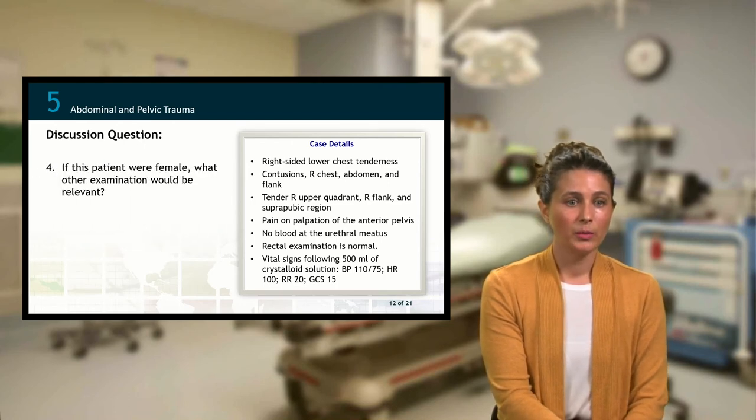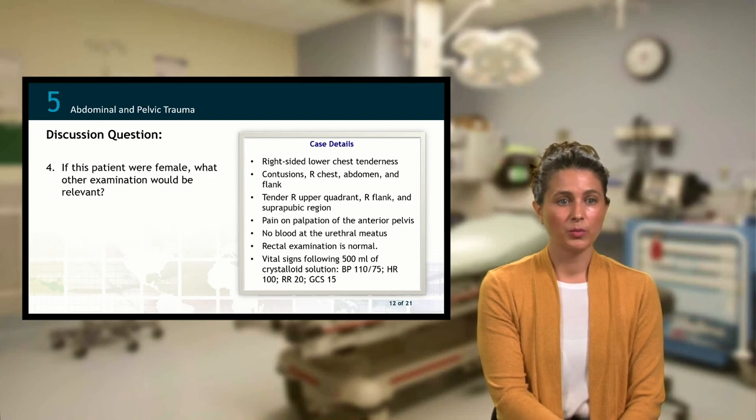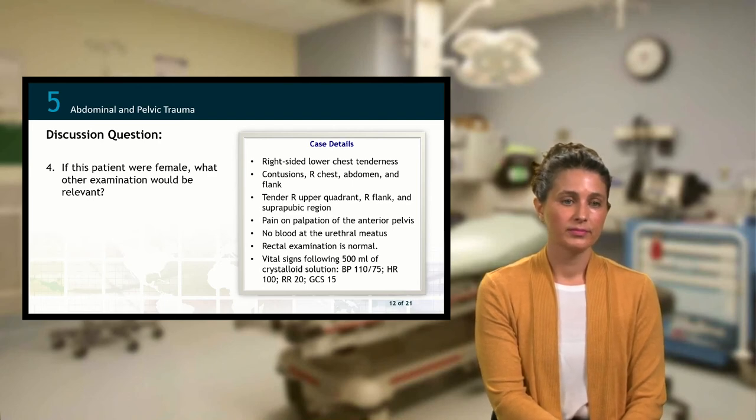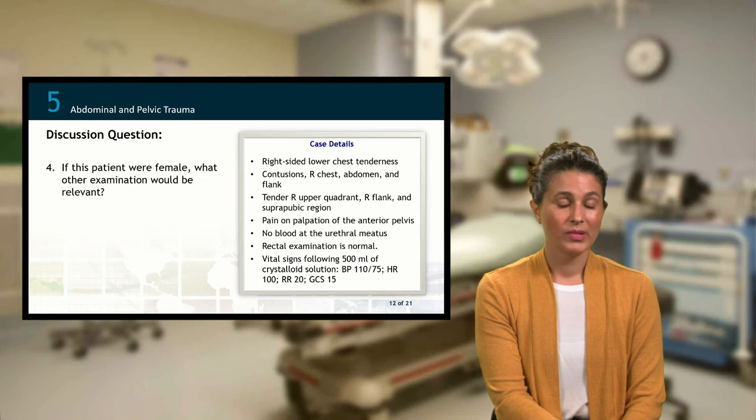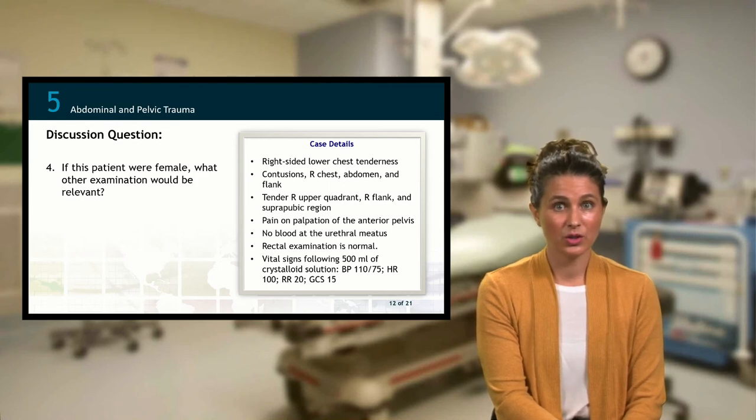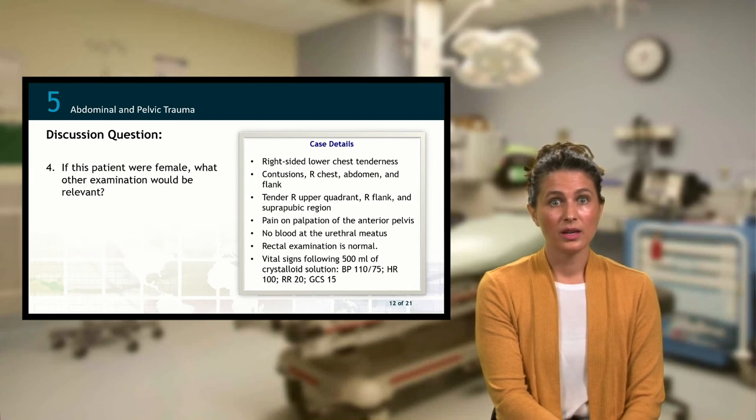If this patient were female, what other examination would be relevant? Potentially a vaginal examination. That would be indicated for blood or lacerations that may indicate an open pelvic fracture.